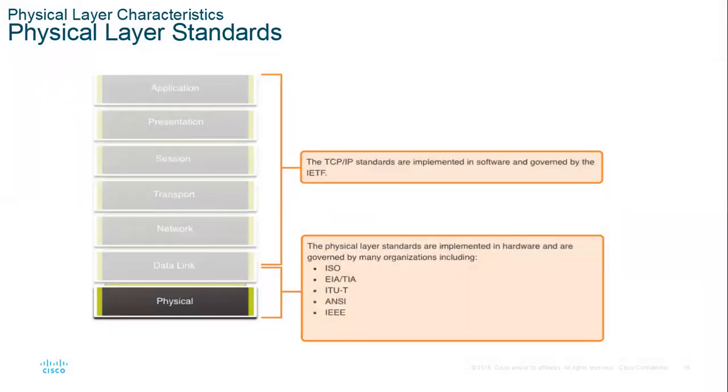Now, what are the characteristics of the physical layer? So you see, this is the TCP/IP standard. You can still call this the OSI model. So this is the physical, data link, network, transport, session, presentation, and application. So what are the characteristics and standards? So you see the ISO, the EIA, the ITU, the ANSI, and the IEEE.